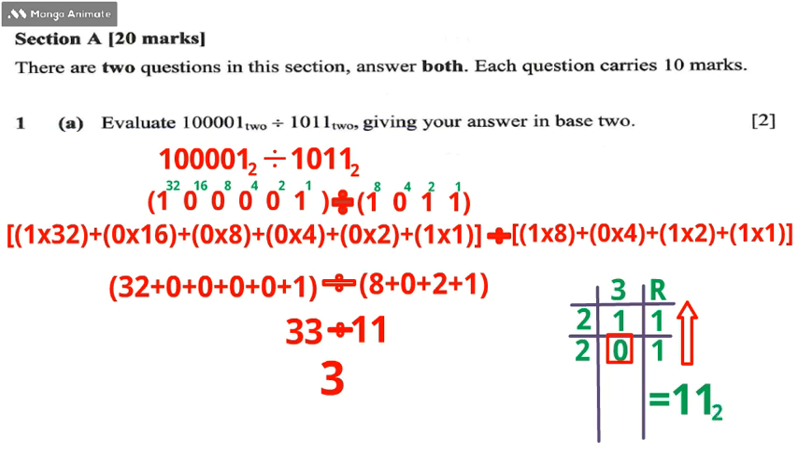So, dividing 100001 by 1011 will give us 11 base 2. These numbers that I've divided are in base 2. Basically, that is what happens.